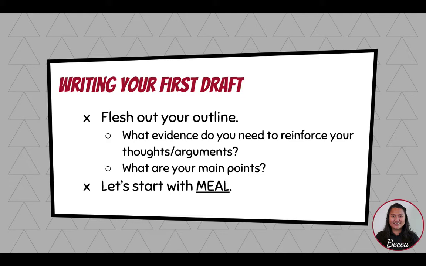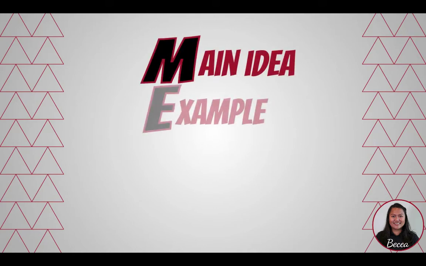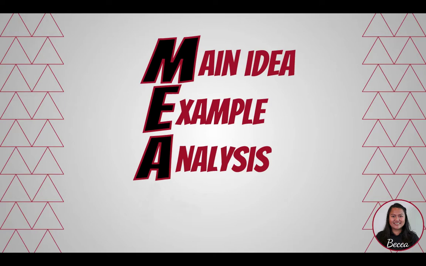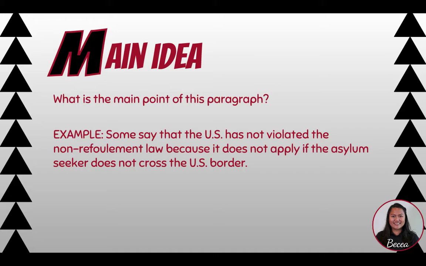But once you've fleshed out your outline, a strategy you can use when constructing body paragraphs is MEAL. MEAL stands for main idea, example, analysis, and link. M, or the main idea, is essentially your topic sentence, and that indicates to your reader what that paragraph is going to talk about. This is an example of a main idea from the topic of non-refoulement that Robin mentioned earlier. This example, "Some say that the U.S. has not violated the non-refoulement law because it does not apply if the asylum seeker does not cross the U.S. border," signifies that the paragraph will talk about information in regards to how the U.S. has not broken that law.